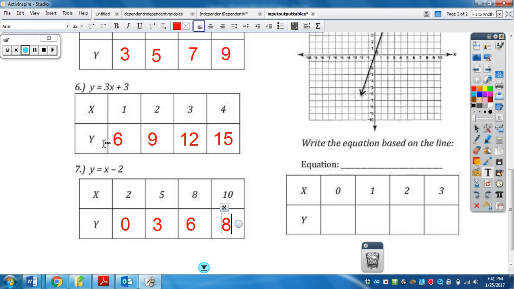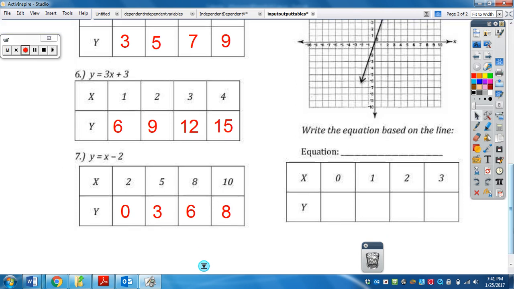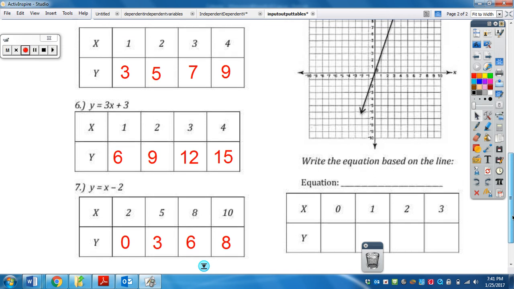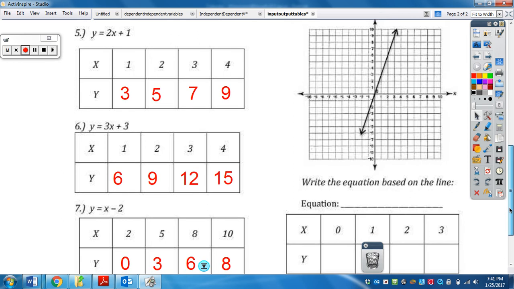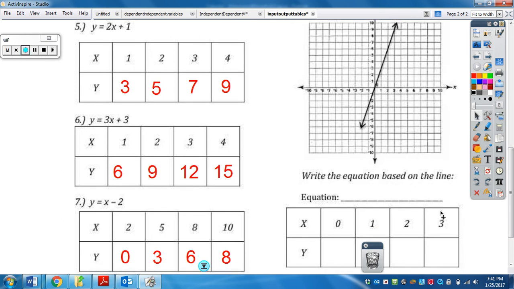Okay, so far you've completed several input-output tables. You're doing great. Our last thing is to be able to look at a line and be able to tell what points it passes through in order to write this equation. And what we're going to want to do is record those in our input-output table.